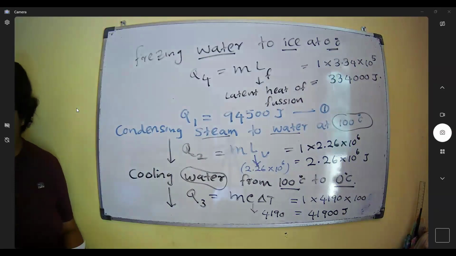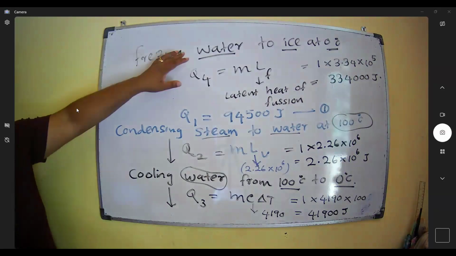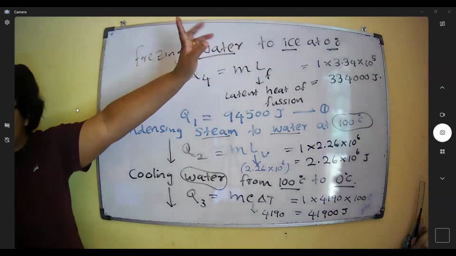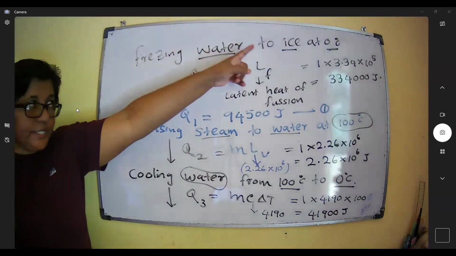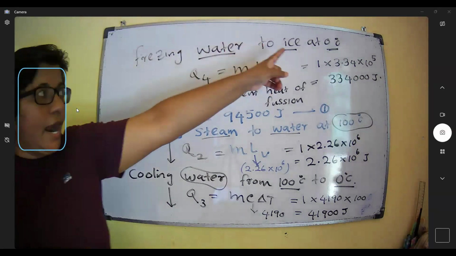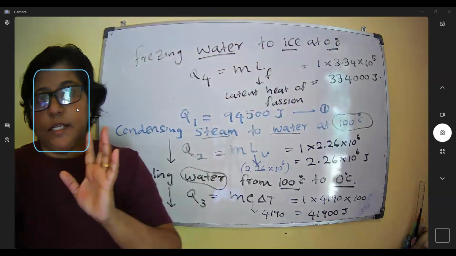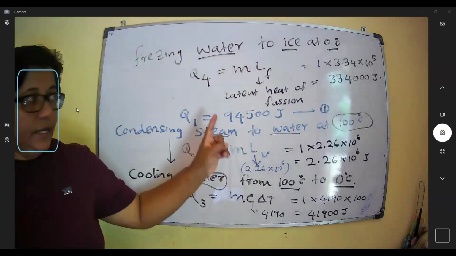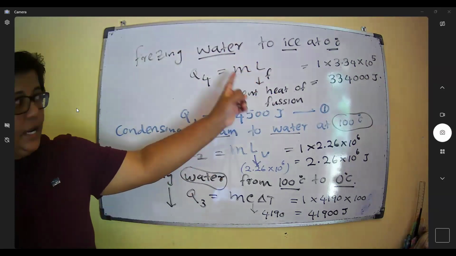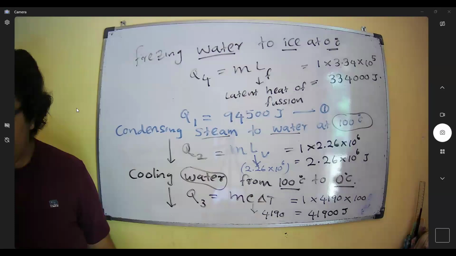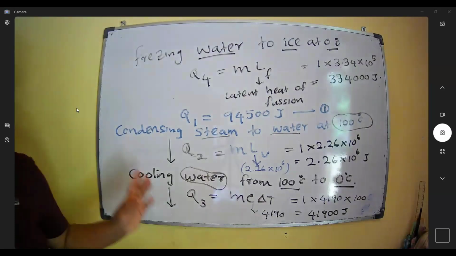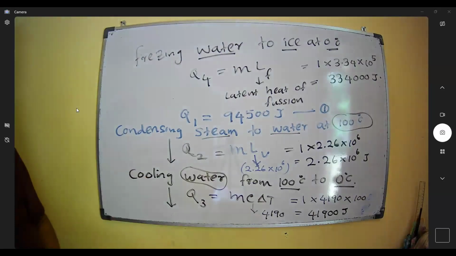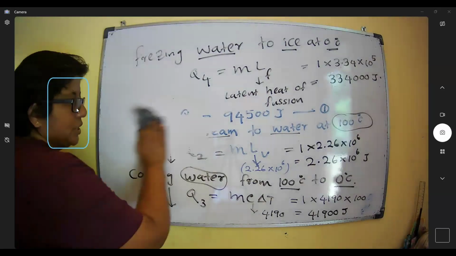This is the last one, Q4. The Q4 value can be found. Freezing water to ice at 0 Celsius. You can see the phase is changing, but the temperature is not changing. So you should remember latent heat is applicable here. Latent heat m L_F is applicable, right? Then step by step we found all the energies related to this question, right?